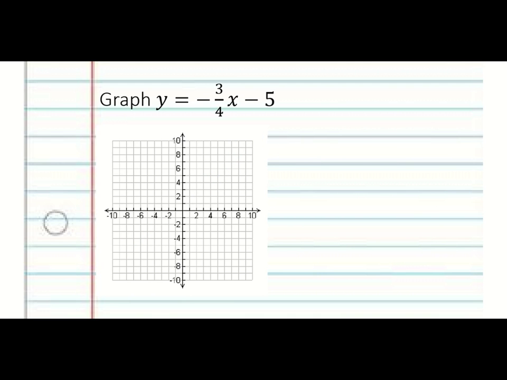Our second example, we want to graph y equals -3/4 x minus 5. Again, when we graph from slope-intercept form, we want to identify our slope, which is what's in front of x, which is -3/4. I usually rewrite the negative so it's with the numerator, because it's not with both numbers, it's just with one of the numbers. And then the y-intercept also needs to be identified. The y-intercept in this case would be at -5. So we've got the point (0, -5).